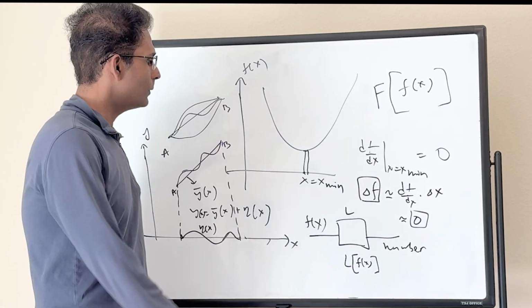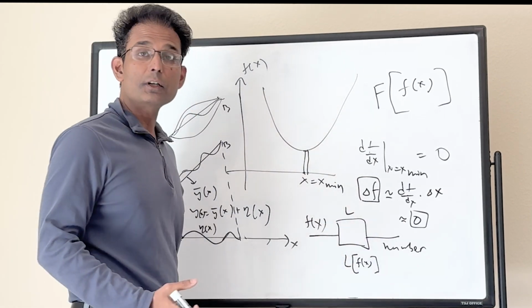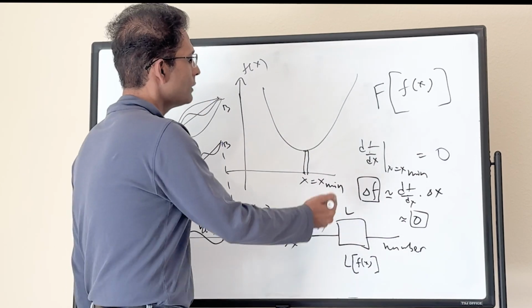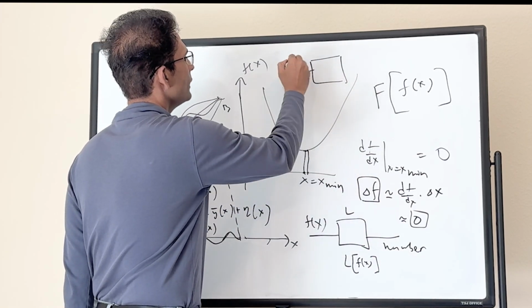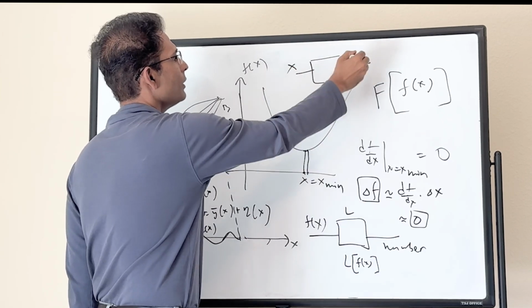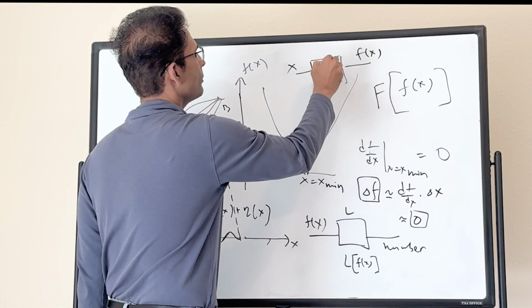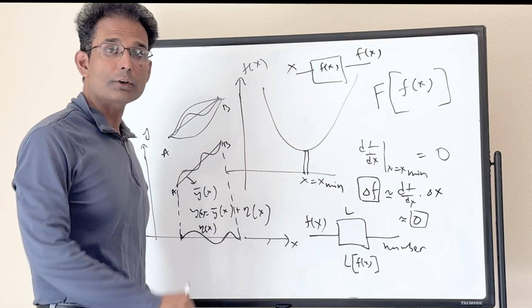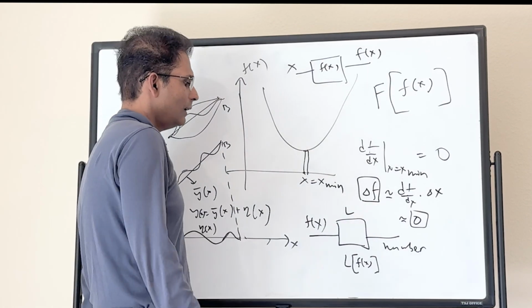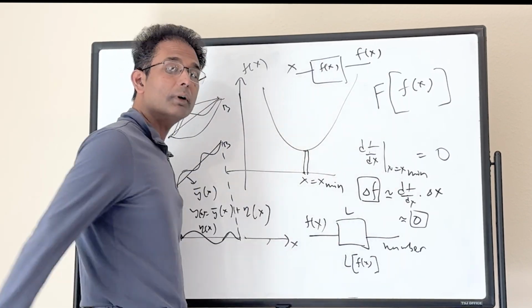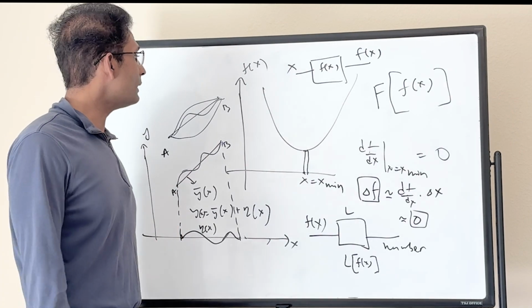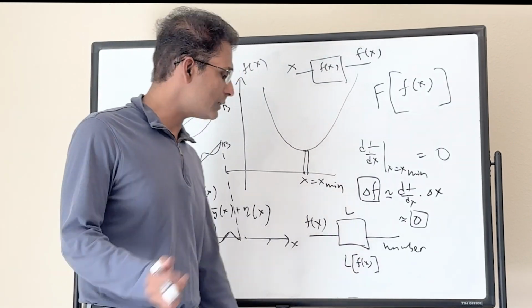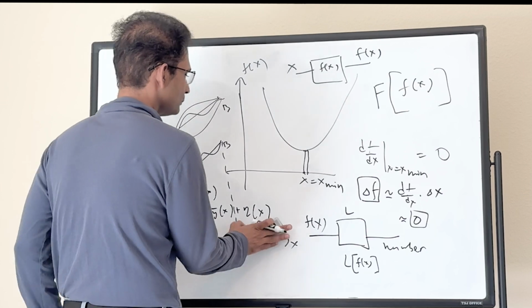Do you see the difference between a functional and a function? For a function, the input is a variable, a number, and the output is another number. Both are numbers. But for a functional, the input is a function and the output is a number. So the length is a functional. How do you calculate the length? What is the formula for the length? Let's get to that now.